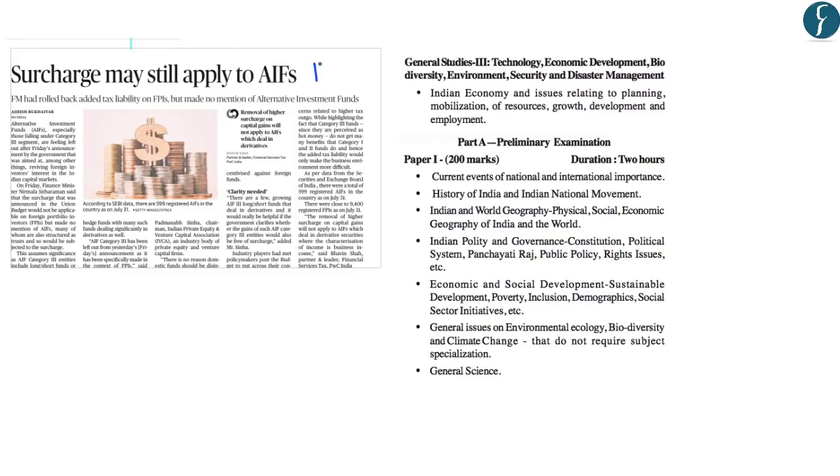The next news appears on page number 30 in the business section. It says, surcharge may still apply to AIFs, that is alternative investment funds. The Finance Minister had earlier rolled back added tax liability on FPIs but made no mention of AIFs. In this backdrop, let us learn about AIFs, that is alternative investment funds. In your prelims examination, this forms a part of Indian economy and gets covered under GS paper 3 with respect to Indian economy and issues relating to it.